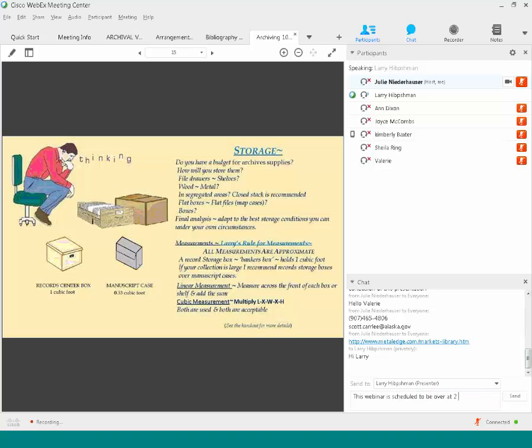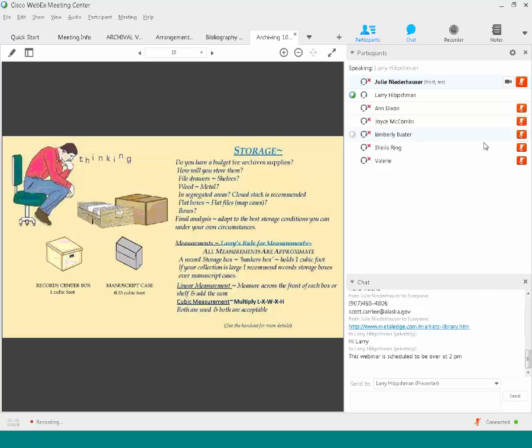A record storage box, a banker's box, which is the little yellow box down here, holds a cubic foot. They're made to hold records. They will hold letter-sized documents across the short axis. They'll hold legal-sized documents across the long axis. They'll hold about 40 normal-sized file folders and about 3,000 pages.